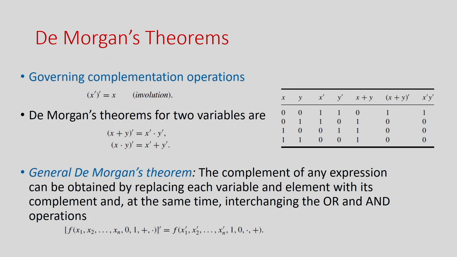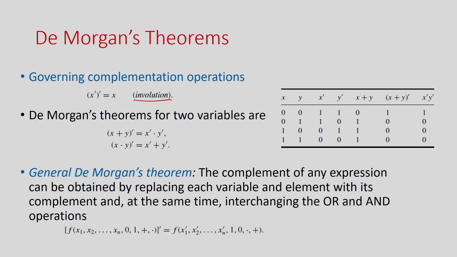Another important theorem is De Morgan's theorem, which handles the complement operation. If you have switching expressions and try to complement the entire expression, how do you do that? It has two parts. First is the involution theorem, which says that if you double complement a variable, it results in the same variable, which is obvious. If x is 0, x bar is 1, and if x is 1, x bar is 0. If you complement again, if x bar is 1, x bar bar is 0, and if x bar is 0, x bar bar is 1. So it is nothing but x. This way I can show that double complements result in the same variable.